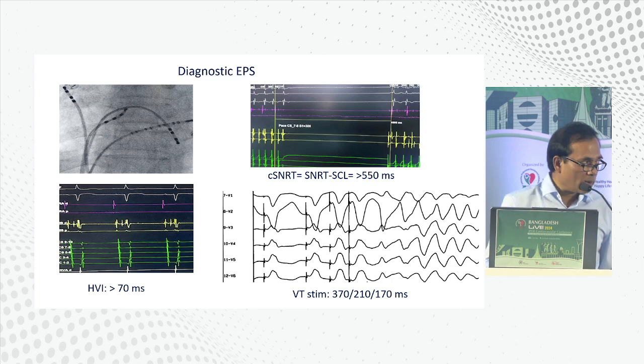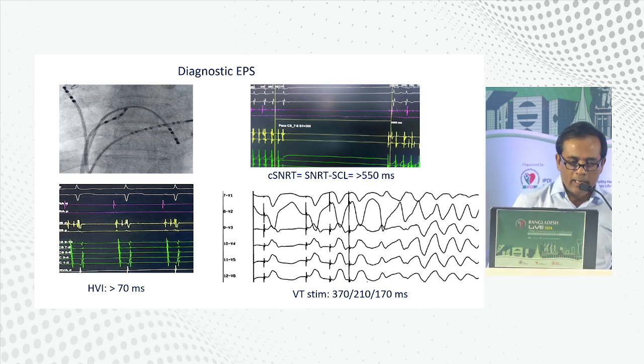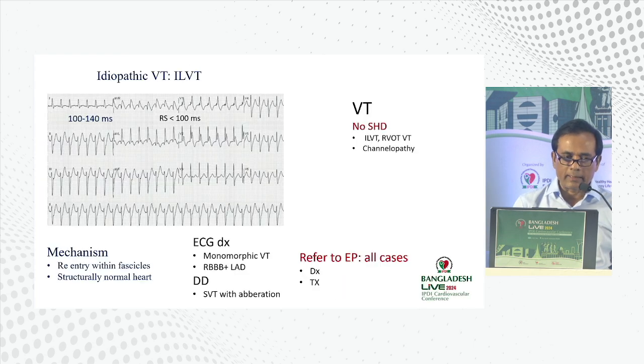This is one example of the diagnostic EPS test. In the EPS test, we see the sinus node recovery time, the AV interval, and VT stimulation. These three are the most commonly done in the EP lab in cases of syncope, to see the underlying mechanism of the syncope. So these are the candidates. This is one group, one example of the patient.